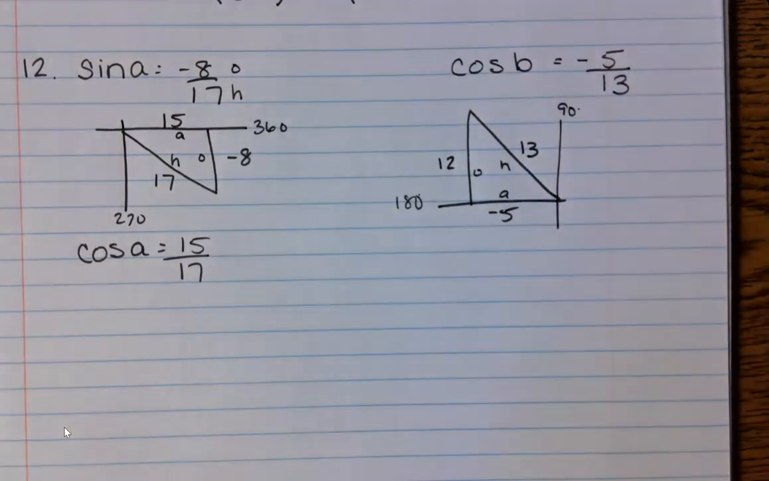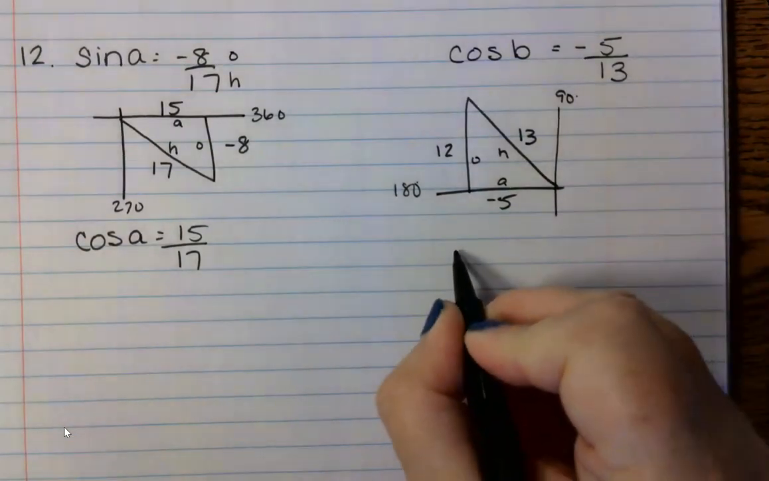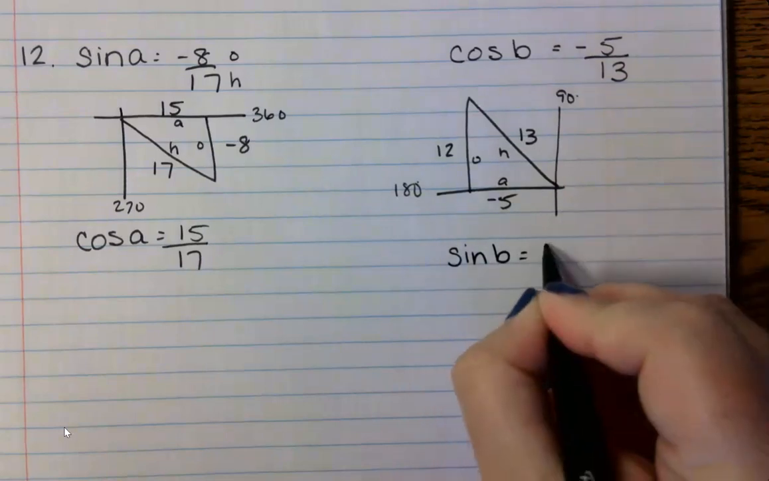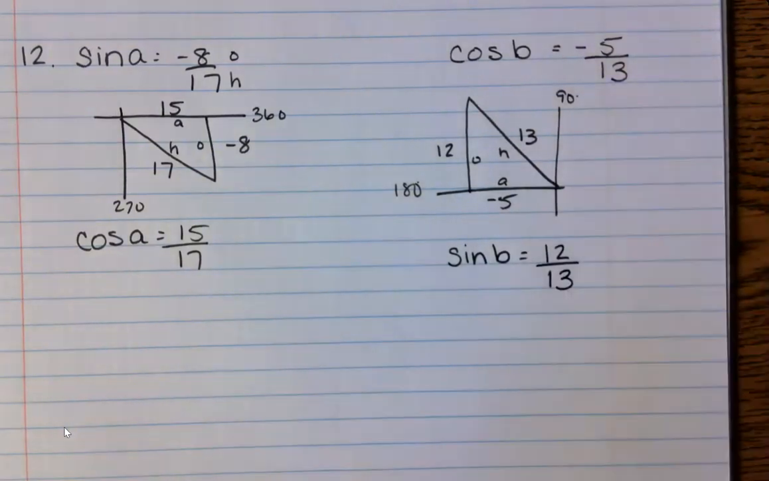No, we're not turning this in. This is for your review. So sine B is 12 over 13.